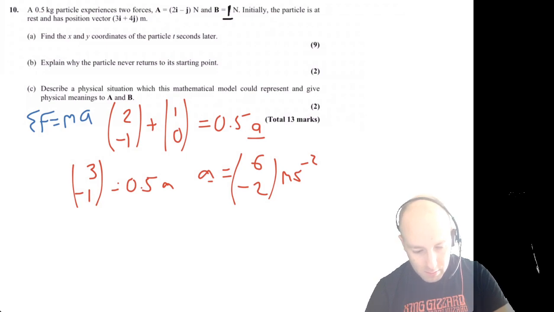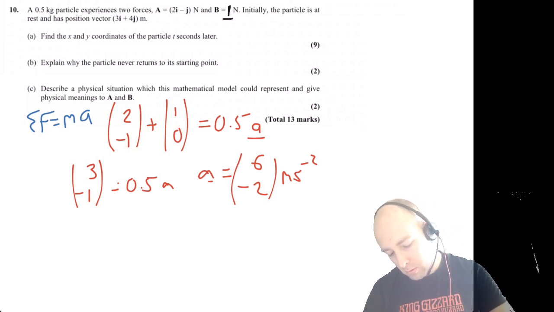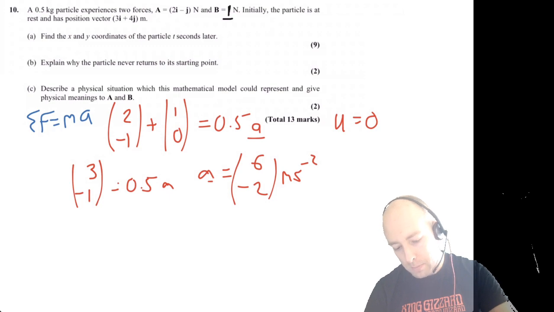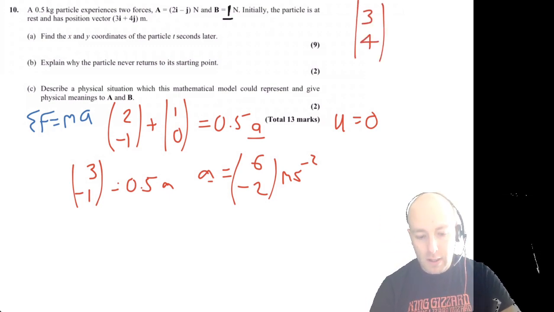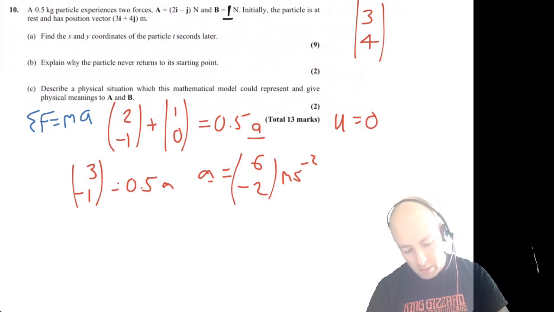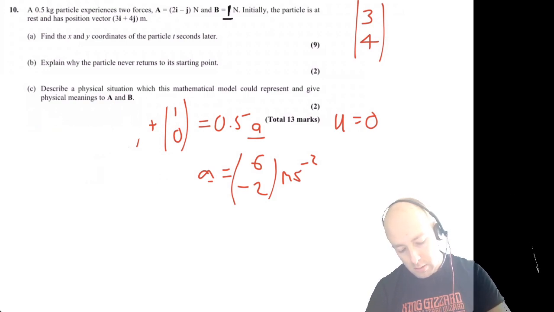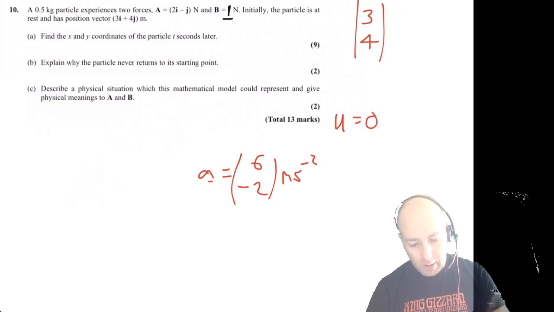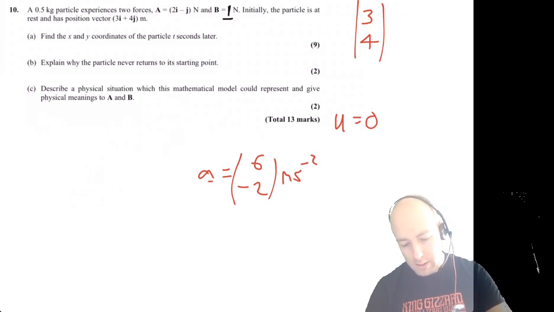Cool. All right, so we're going to use this. We know it starts from rest, so we know u equals 0. And we know the particle starts at 3, 4. So we're going to keep that for in a minute. So we want to find how much it... Oh, x and y... Oh, okay, right, fine. Let me get rid of what we've done so far. Cool. Okay. I've got the wrong idea here.